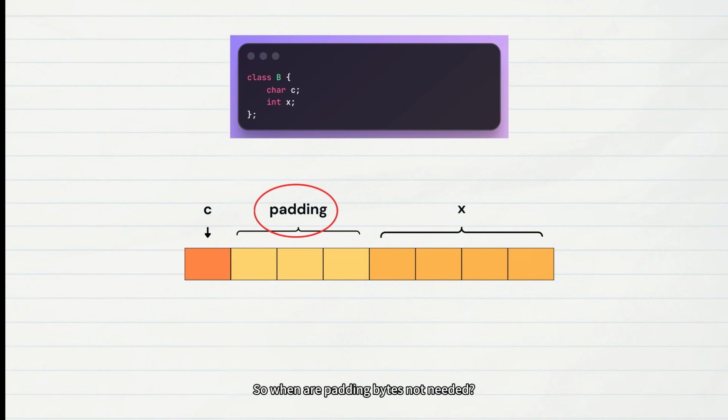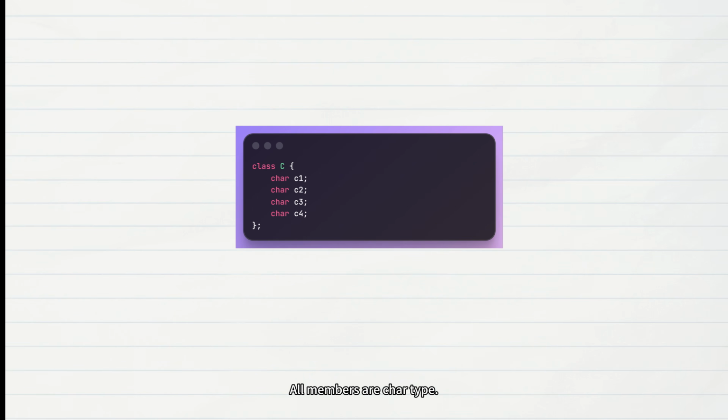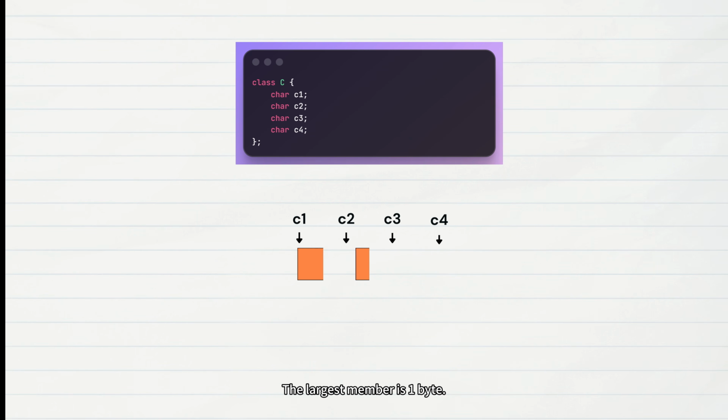So when are padding bytes not needed? Look at class C again. All members are char type. The largest member is 1 byte. The total size is 4 bytes, which is exactly a multiple of 1. There's no padding, so size of C equals 4.